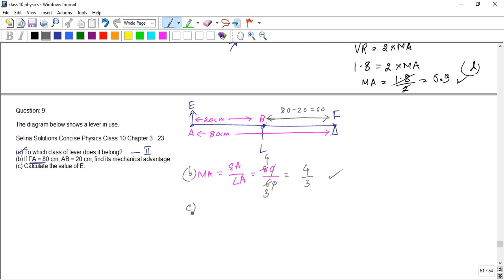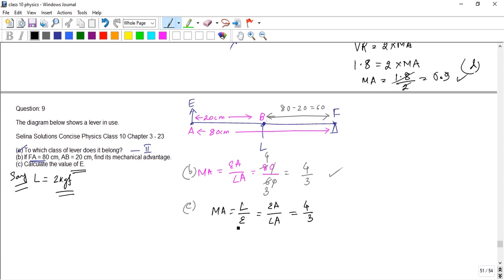And part C, calculate the value of E. I think the load is not given here. Mechanical advantage equals load over effort, that is effort arm by load arm, which is 4 by 3. The load is not given, so let's assume the load is 2 kgf and find the value of E. So 2 by E equals 4 by 3. So effort equals 3 by 2, that is 1.5 kgf. That's part C.